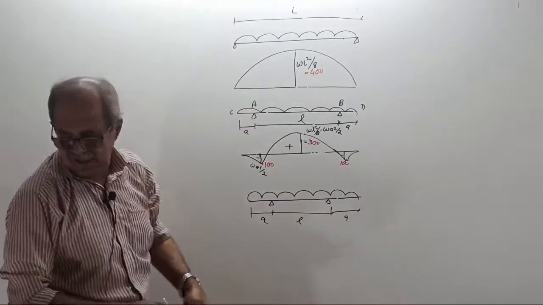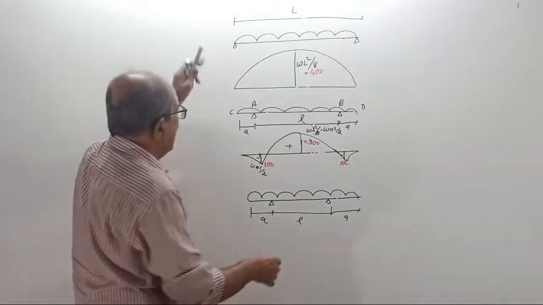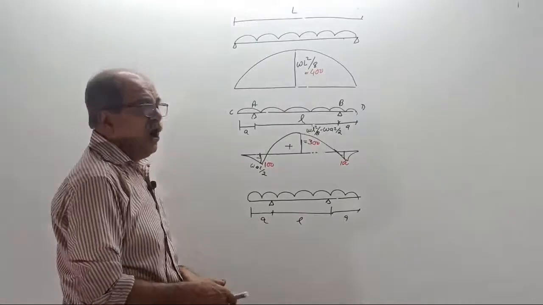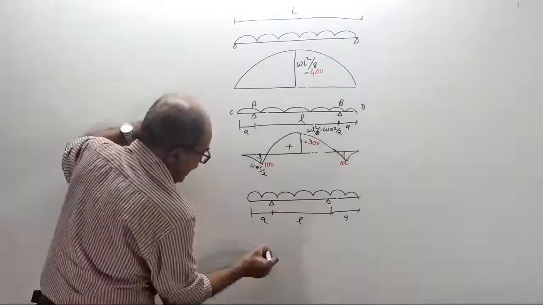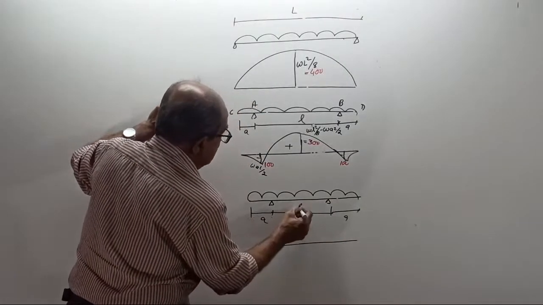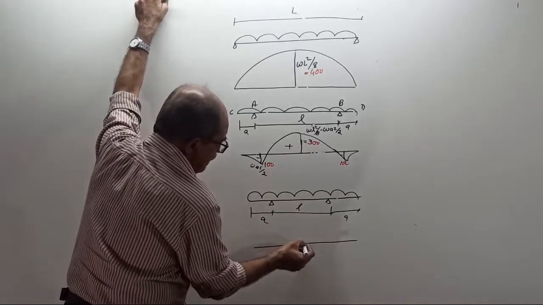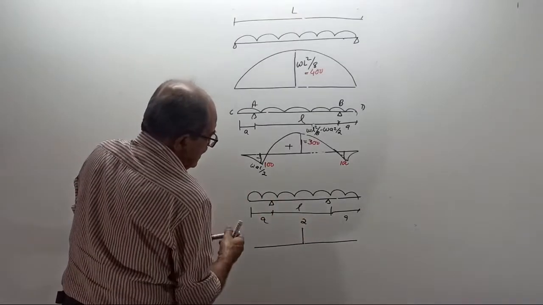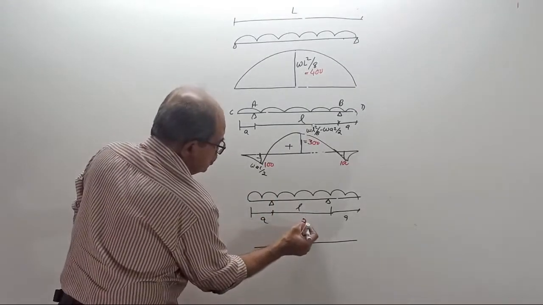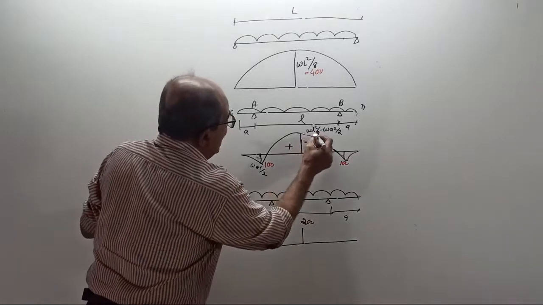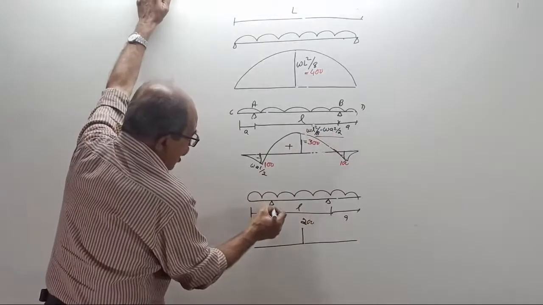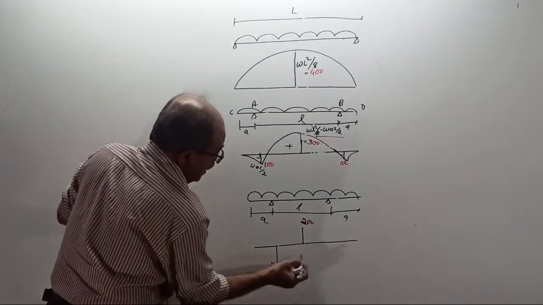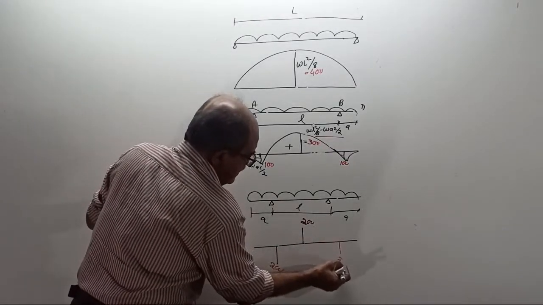Now, I should see the available space. What will happen? Hogging BM will increase, sagging BM will decrease. For example, if I draw the bending moment diagram, the sagging BM will reduce from 300 to 200. Answer is same: WL square by 8 minus WL square by 2. Hogging BM also will become 200. This also 200, this also 200.